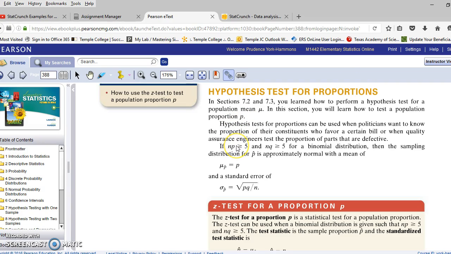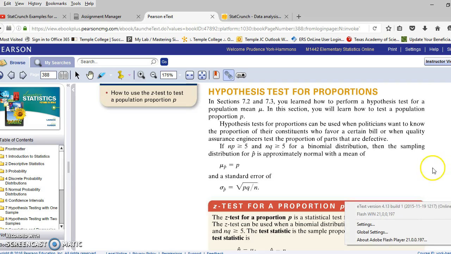And one of the conditions, if you remember from the binomial distribution, is that if n times p is greater than or equal to 5 and n times q is greater than or equal to 5 for a binomial distribution, then the sampling distribution for p hat is approximately normal with a mean of the sampling distribution equal to p, and a standard deviation of the sampling distribution, or standard error for p hat, would be the square root of pq over n, or p times q divided by n.